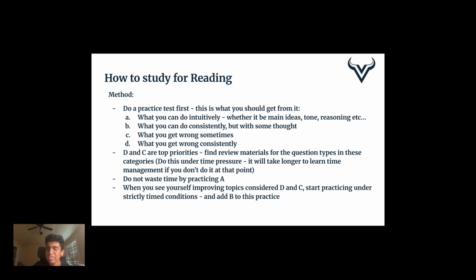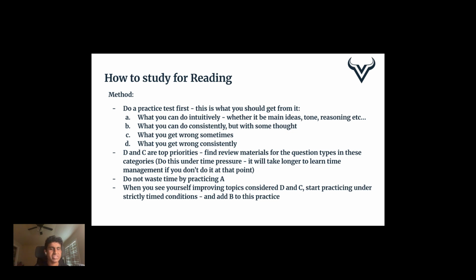Basically, it takes you a bit of time to understand the passage and then answer a question based on it. You can't do it immediately. Bracket C is what you get wrong sometimes, and bracket D is what you get wrong consistently. So D and C are the top priorities, of course.